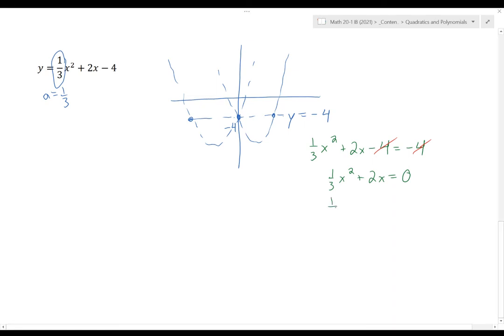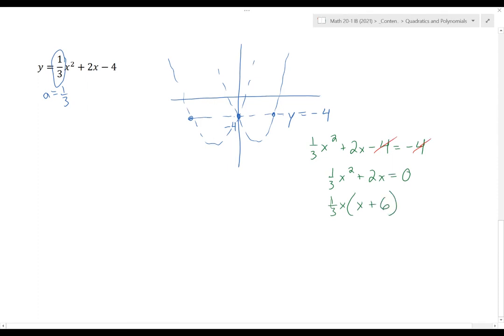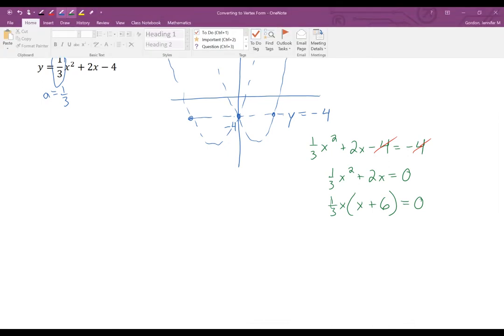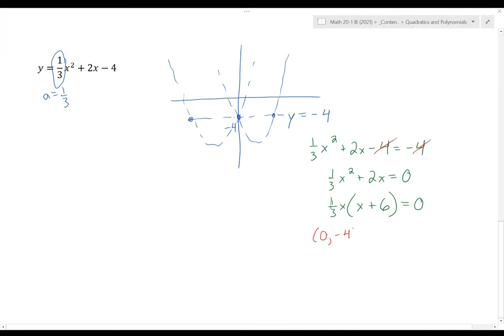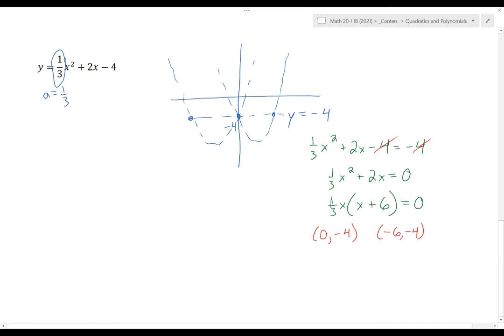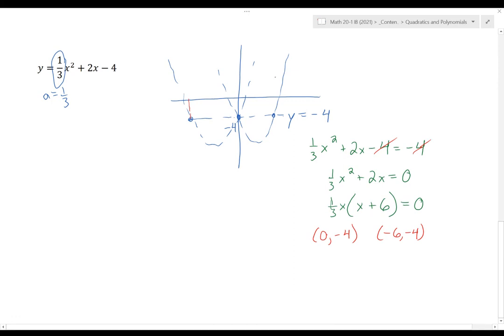I'm going to factor out 1/3 x, leaving me with x plus 6. Remember that when you divide, 2 divided by 1/3 is the same as 2 times 3, which means that these 2 points would be (0, -4), no shock, I already knew that one was there, and (-6, -4). So we're dealing with this point right here. It's not this one, it's this one.